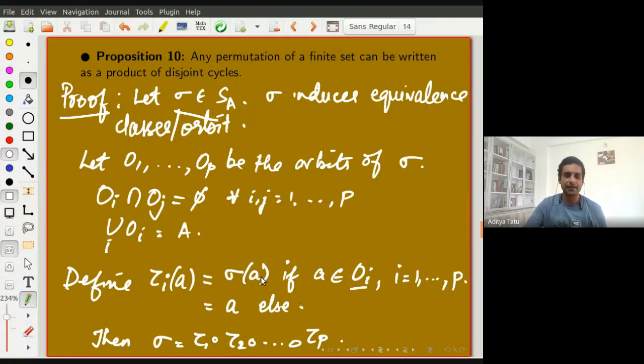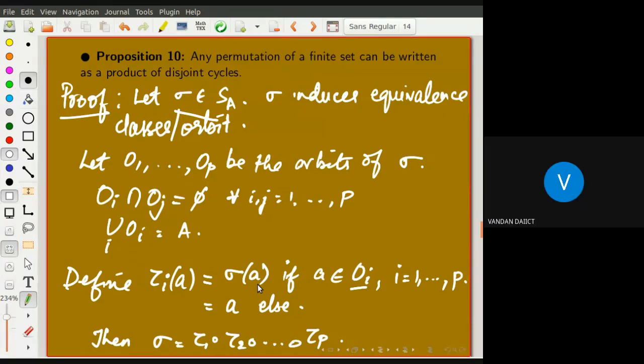Okay, and where will sigma map a to? In specific, what is the property of an orbit? Exactly. So sigma a, or tau i a, if a is in the ith orbit, will map a to the same orbit, but a different element. The other possibility is this element a may not be in the ith orbit. In that case, I am leaving a as it is. I'm not doing anything to it. So the first question is, is tau i a cycle?